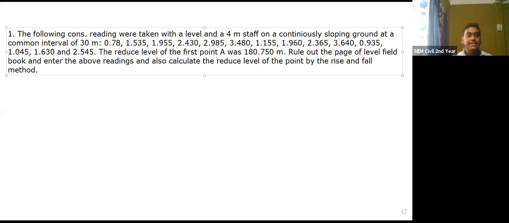So now the question is: the following consecutive readings were taken with a level and a 4-meter staff on a continuously sloping ground at a common interval of 30 meters. That is, many more values are here. The reduced level of the first point A was 180.750 meter. Rule out the page of the level field book, enter the above readings, and also calculate the reduced level of the points by the rise and fall method.